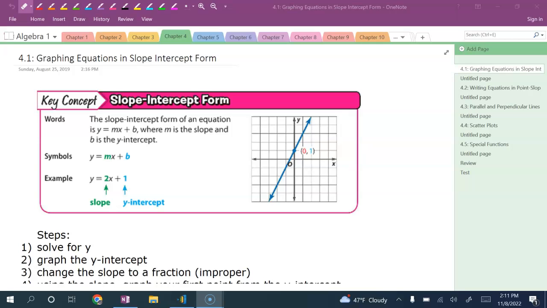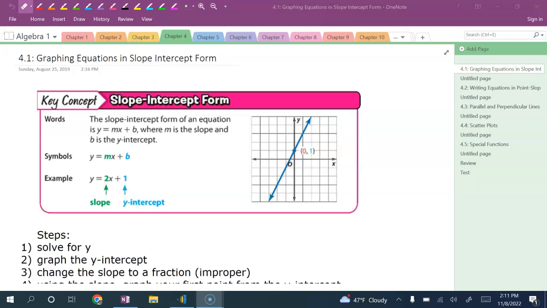Chapter 4, Section 1 is about graphing equations in slope-intercept form. Now, last chapter, we did talk about slope-intercept form briefly when we started going over the different ways that we can graph equations. We talked about graphing equations with tables, using the equation that they gave us in that slope-intercept form, and we also had talked about using the x and the y-intercepts to help us graph too.